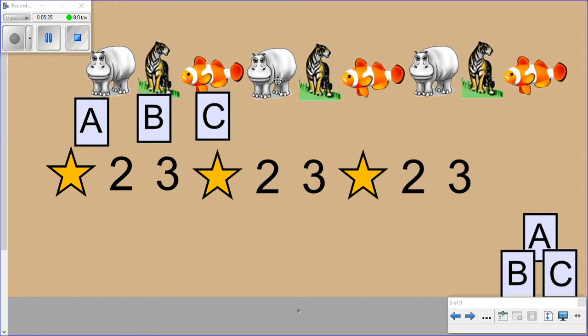Now we're back to the hippo again. So I think we found the core of the pattern. It's an A, B, C pattern. And then it repeats. A, B, C, A, B, C. So this would be described as an A, B, C pattern. You're doing great work. Patterns are so fun.